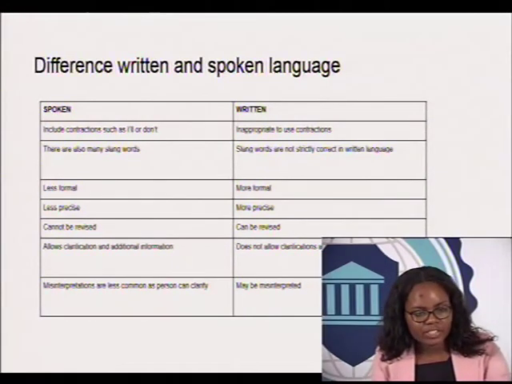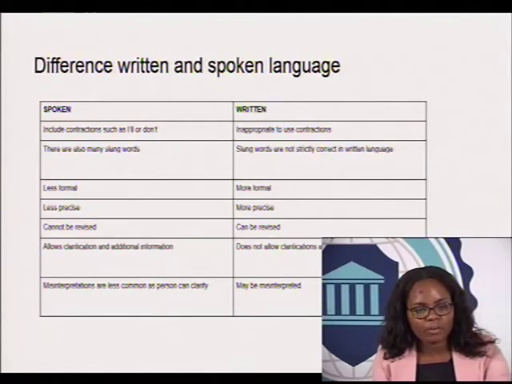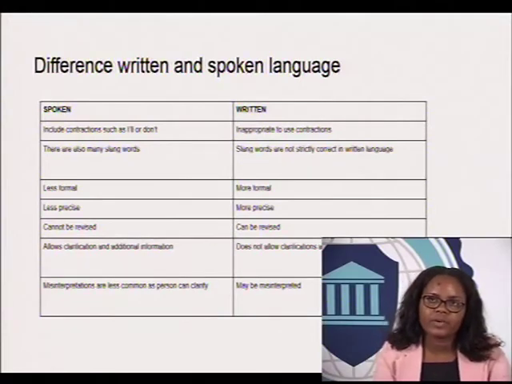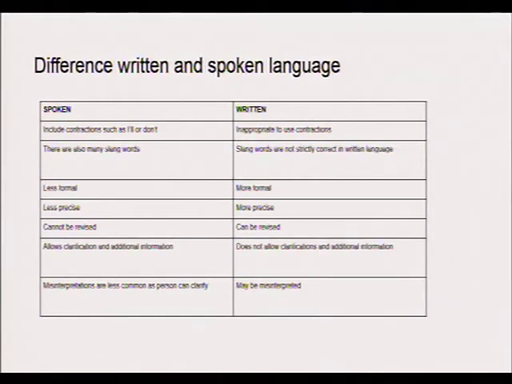In spoken language, again, misinterpretations are less common, as a person can always clarify. But with written language, the content may be misinterpreted because the person is not there to say, okay, this is what I meant here, or this is what I meant there.